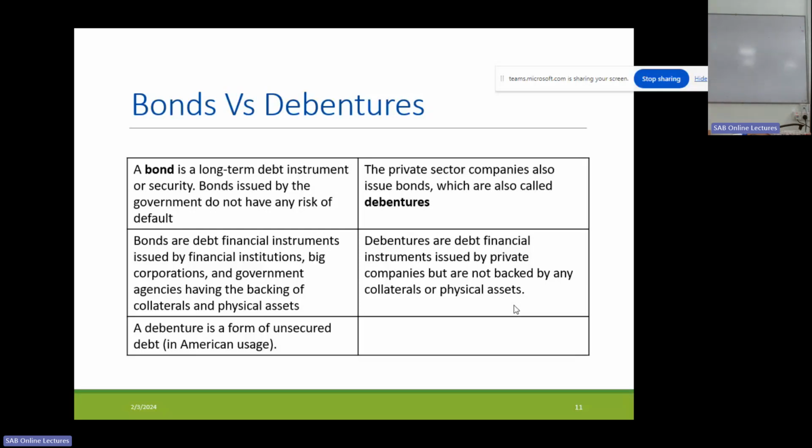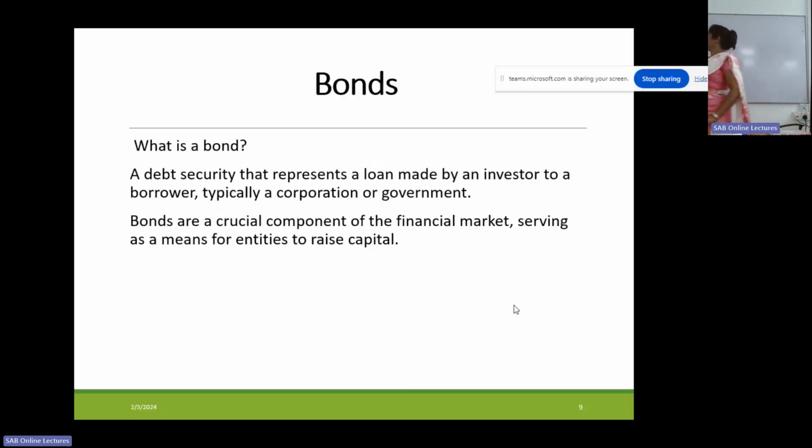So kind of a difference is there. Bond is the American usage. Debenture is a UK version, UK usage. So likewise difference is there, but anyway no need to take it seriously. Bonds, debentures, both we are using with the same meaning.